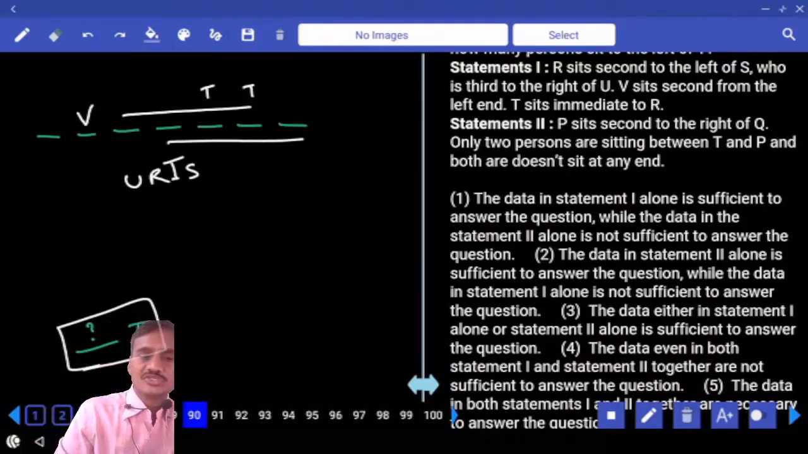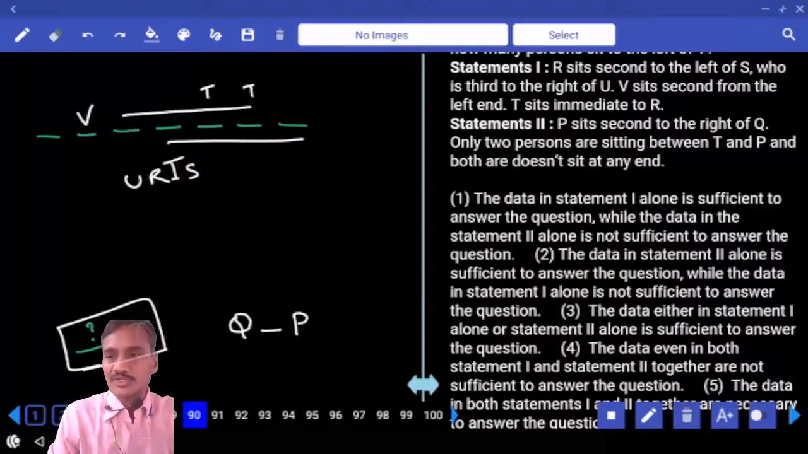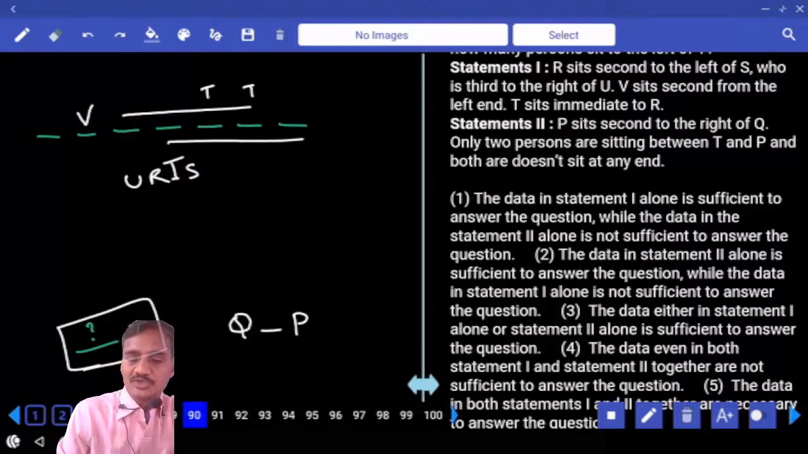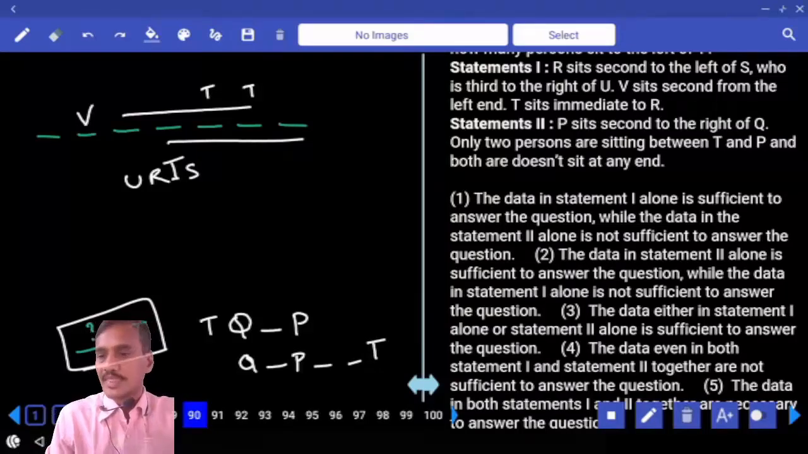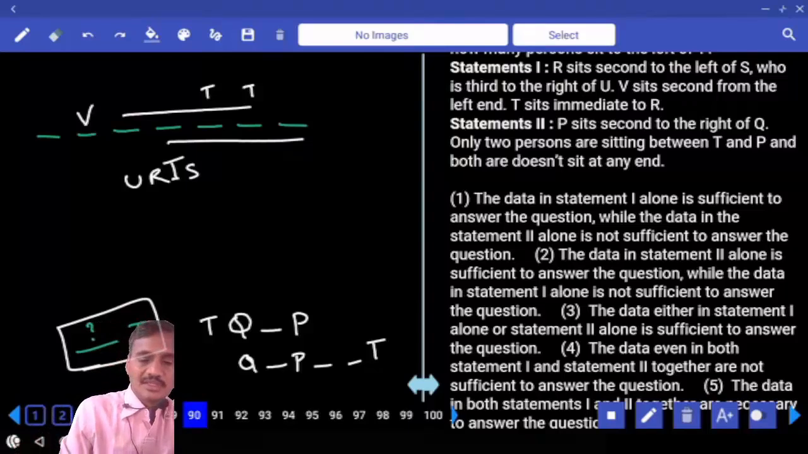And next, P sits second to the right of Q. Now if Q is here, P is here. And only 2 persons between T and P. Two persons between T and P like this, and 2 persons between T and P like this. And they get 2 possibilities. And next, both do not sit at any one of the ends of the row.